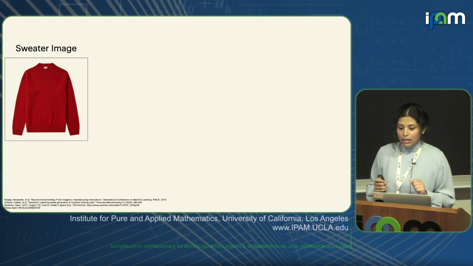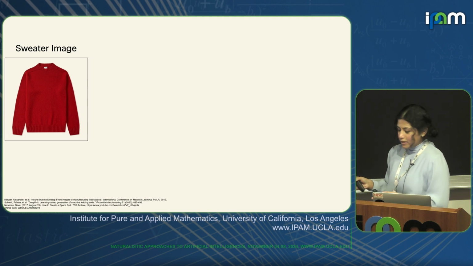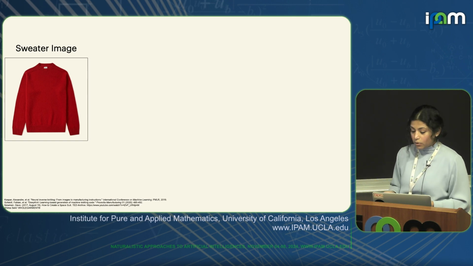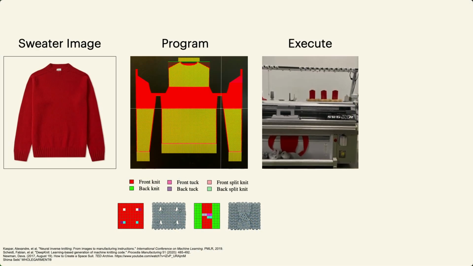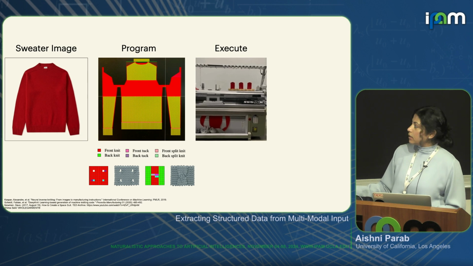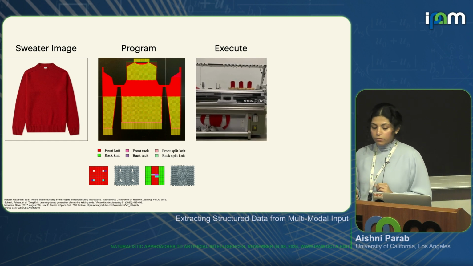Believe it or not, structured data extraction applies to even the things we wear. Take this sweater, for example. At a first glance, it may seem like it's just another garment, but it actually encodes highly structured programs. On the left, we see the original sweater image, which is the designer's vision. But to bring this vision to life, the designer has to convert it into a program that's seen here in the middle. And this program is a coded blueprint that tells the knitting machine how to perform each stitch. So each color and symbol in this program represents a different type of stitch or pattern.